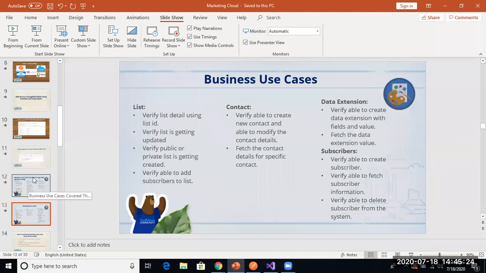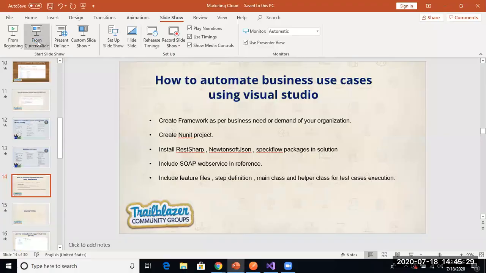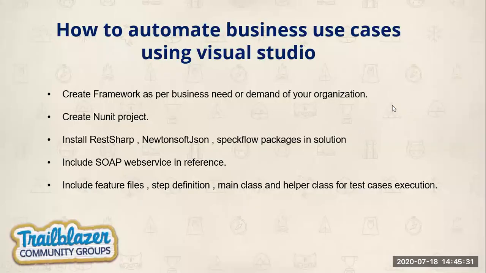Okay, so we covered almost everything related to the business use cases. I had also told you about Visual Studio. It's up to you which framework you want to use, based on your organization's demand. Then you can create a project. Then RestSharp and Newtonsoft JSON are required for the REST API. As I have used SpecFlow, I am using feature files, step definitions, main classes and helper classes. Again, it's based on your need.